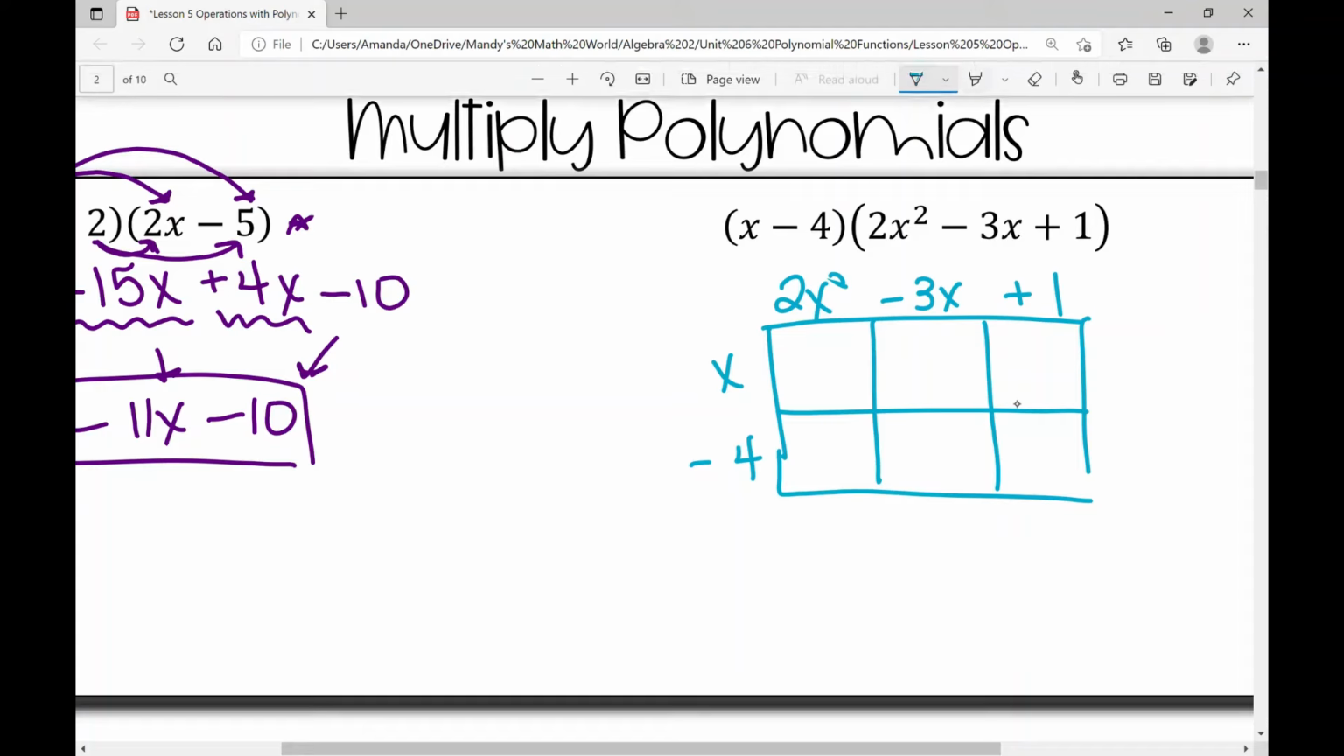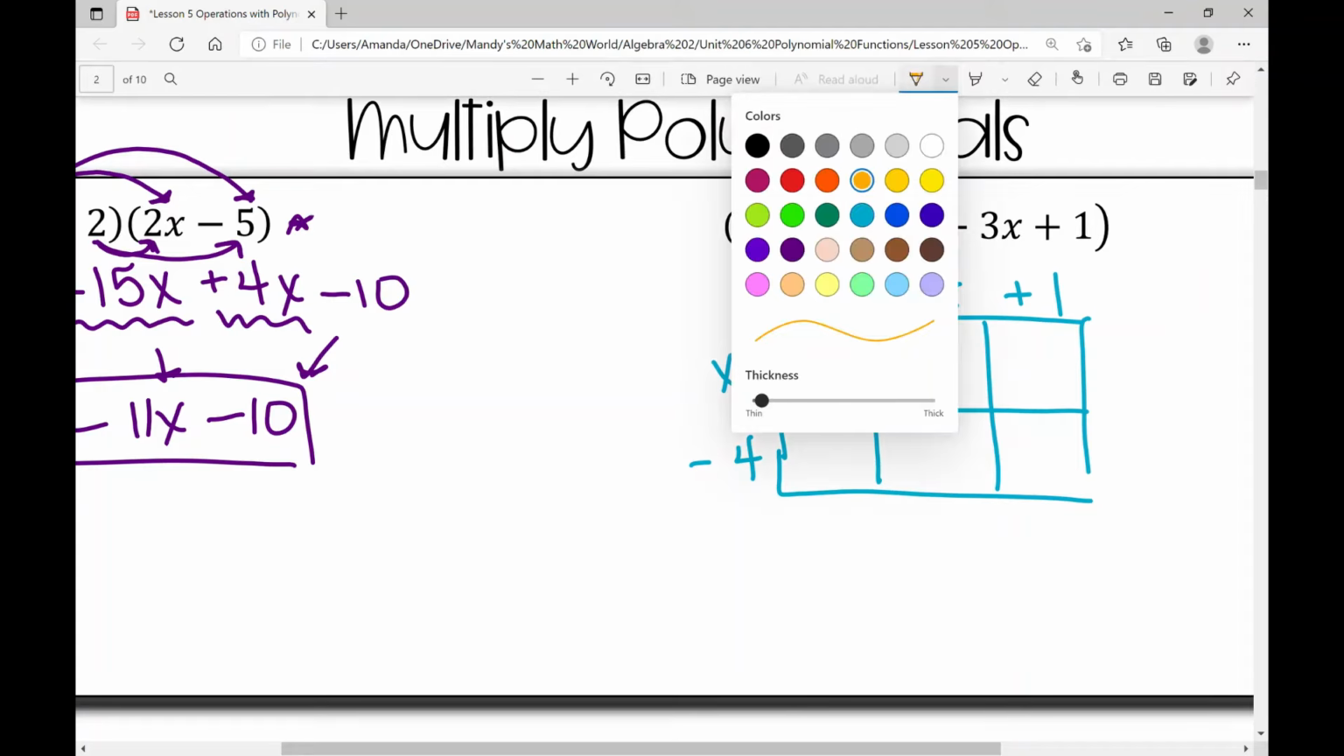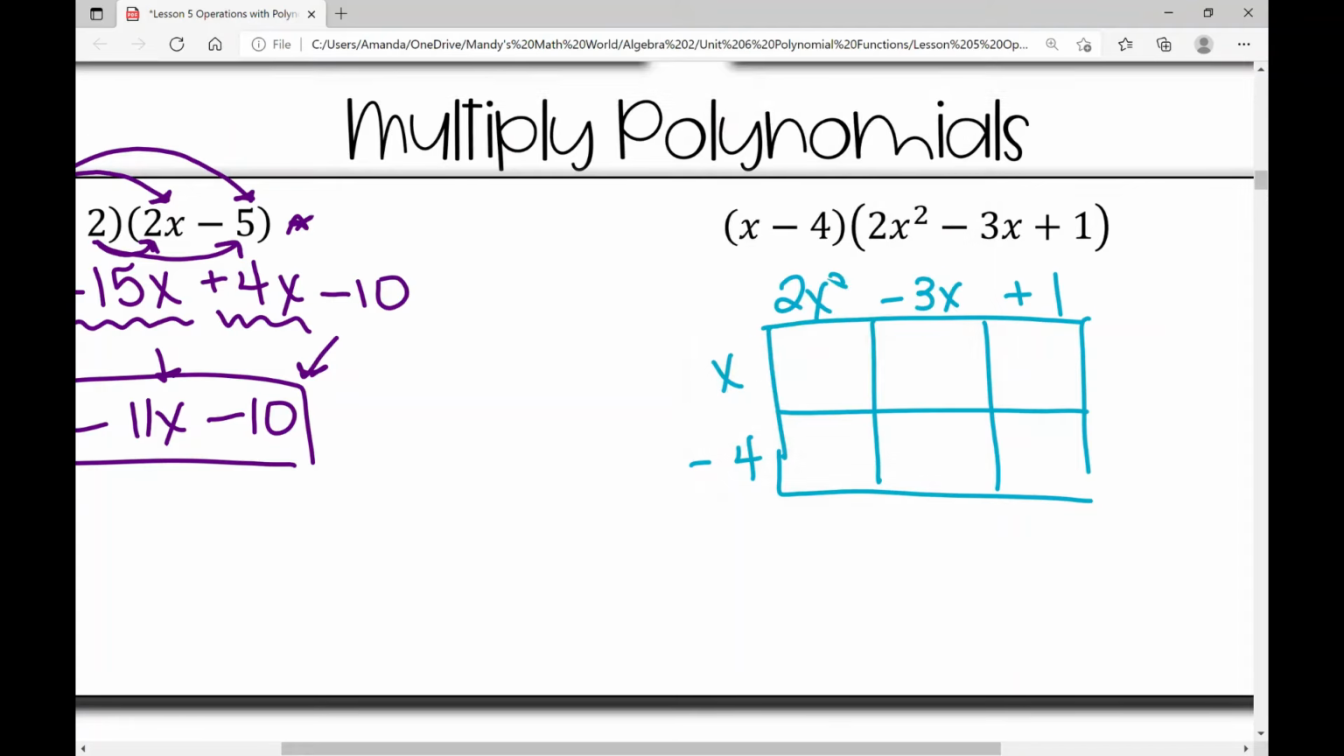And so what we're going to do is multiply every term in the columns times every term in the rows. So they just meet. 2x squared times x becomes 2x cubed. Negative 3x times x is negative 3x squared. 1 times x is 1x, or just x. Moving on, 2x squared times negative 4 is negative 8x squared. Negative 3x times negative 4 is positive 12x. 1 times negative 4 is negative 4.